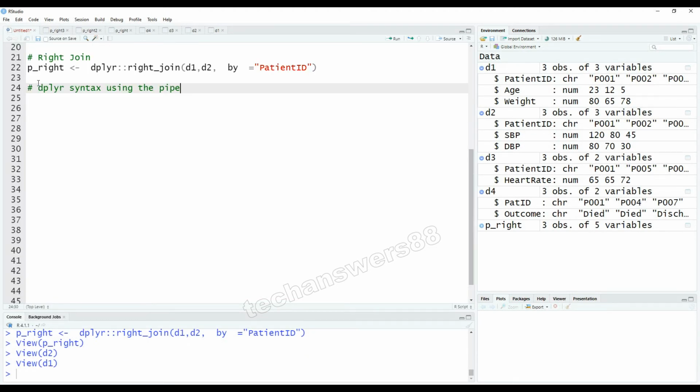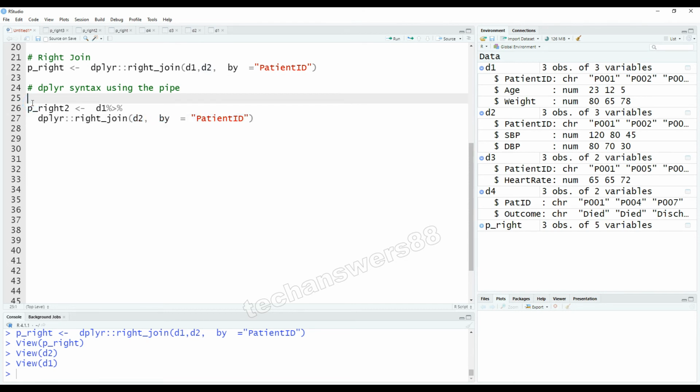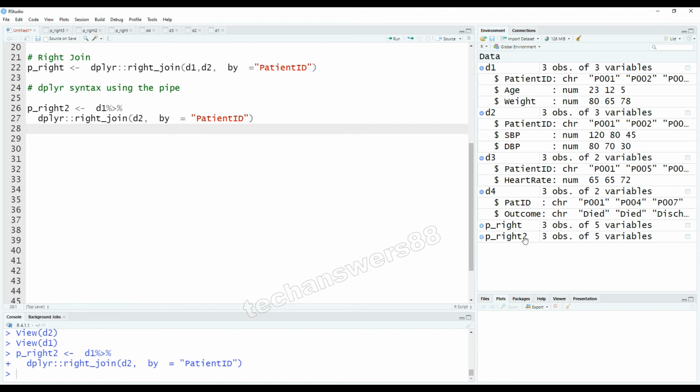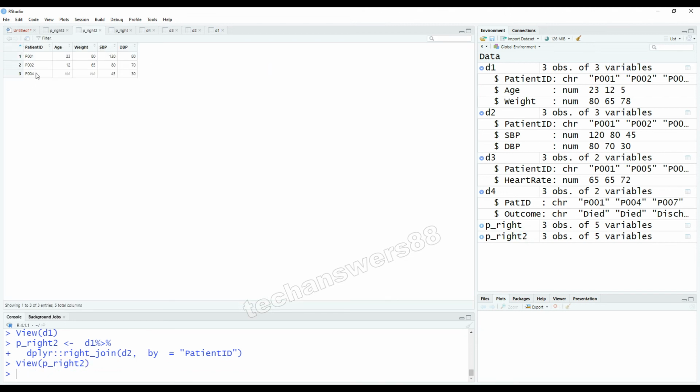Now let's do a right join again, but this time we'll be using the pipe syntax. So using the pipe, we'll actually send the data of one command to another. So here is the command. So the first table is the D1 table, and then using the pipe symbol, we would say dplyr right_join, and the second table is D2. So D2 is the right-hand side table, and by equals patient ID as per normal as we did in the earlier syntax. And we'll get exactly the same result. Everything from the right-hand side table, which is D2, are in there.